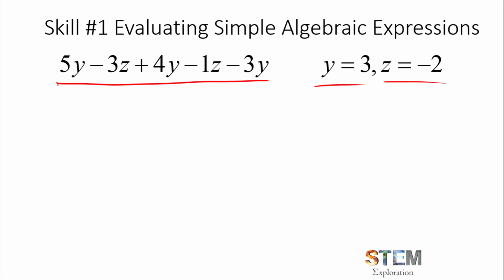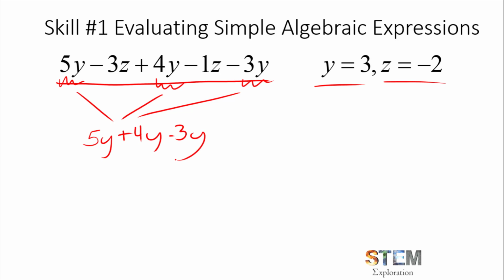But we can take parts like 5y, 4y, and 3y, and combine all of those into one component. We could go 5y plus 4y minus 3y and reduce that to 6y.